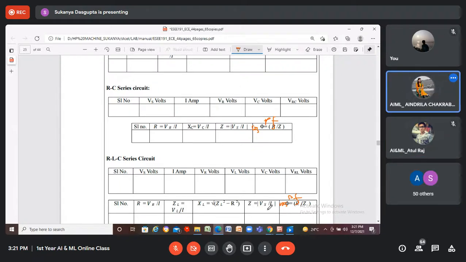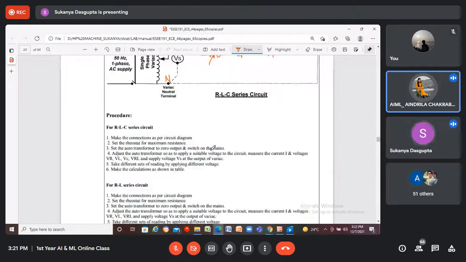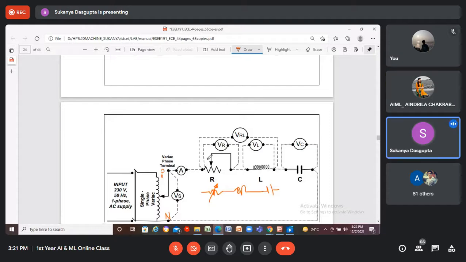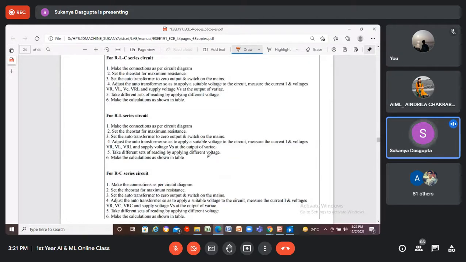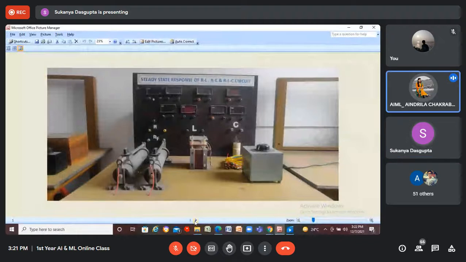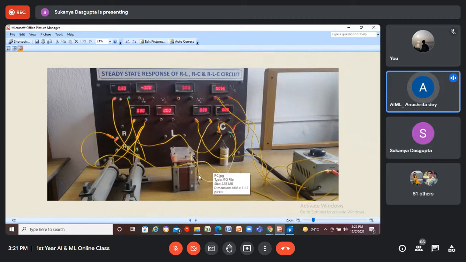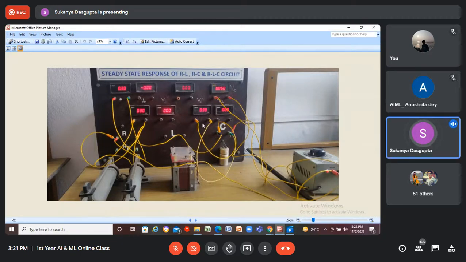Ma'am, in the RC circuit, what will be the value of VRC? Ma'am, we have to just multiply the value of VR and VC. Wait. In the table, is there VRC? Ma'am, it was not there, the value was not given. Yes, because no voltmeter was taken in order to measure VRC.